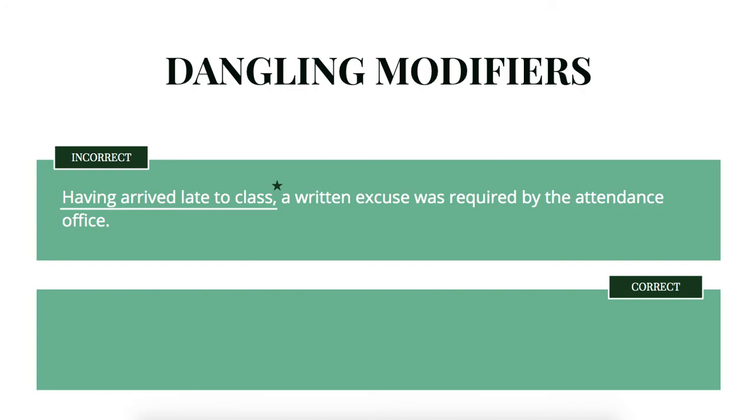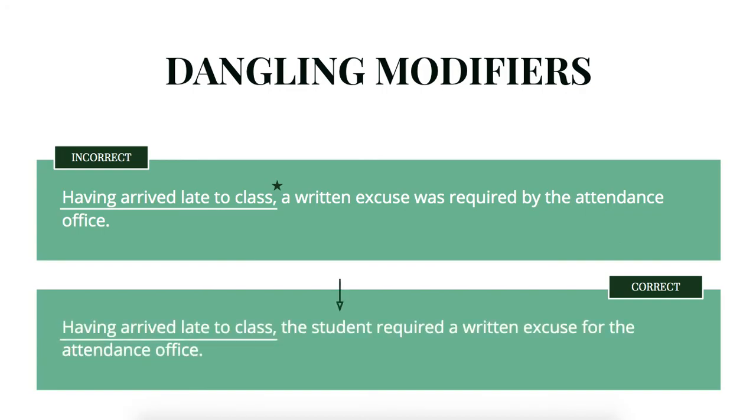So how do we fix this? Having arrived late to class, the student required a written excuse for the attendance office. All we have to do is put a noun into that sentence. We have to clarify what is being described here. And obviously in this sentence, the person that was late was the student. So now we have having arrived late to class, the student required a written excuse for the attendance office. Now our modifier actually has a noun to describe.